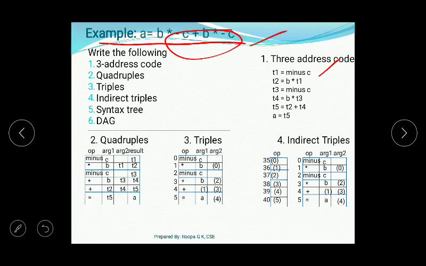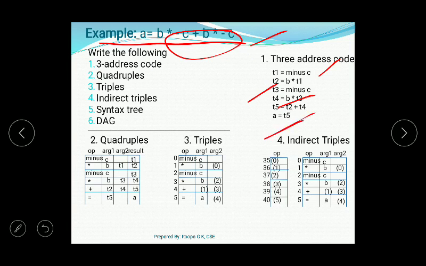Then what is T2? T2 is nothing but B star minus C. Correct, no? So T2 is B star T1. I think you understood. T2 is nothing but B star minus C. That minus C is already stored in T1, so I wrote T2 is equal to B into T1. Then for T3, again we need minus of C. You can write once again T3 is equal to minus C. As well as T4 is for the other part, the first part and second part. T4 is B into T3. Then T5 is equal to addition T2 plus T4, and finally assignment.